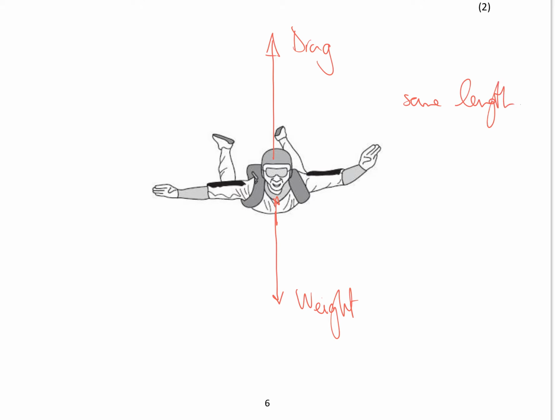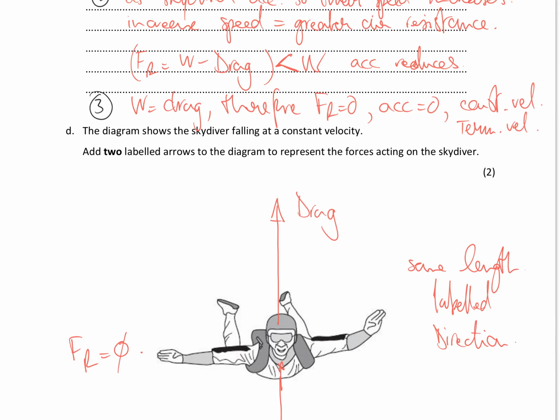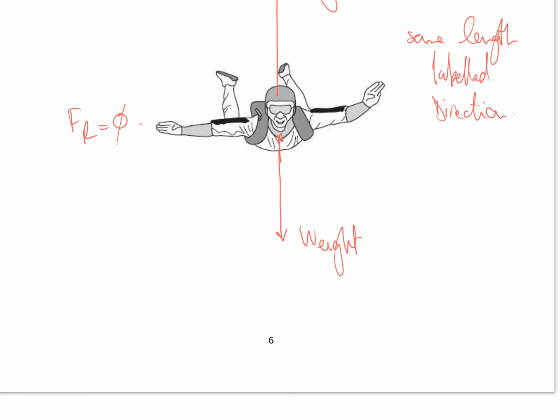Yeah, so the same length and correctly labelled, and the correct direction, of course, but that goes without saying. I hope you understand what's going on. And the reason why is because they're the same length: the resultant force must equal 0. Good, I hope that makes sense.